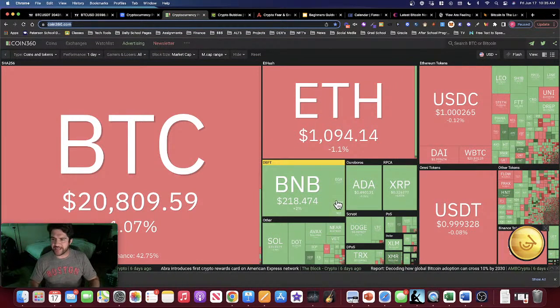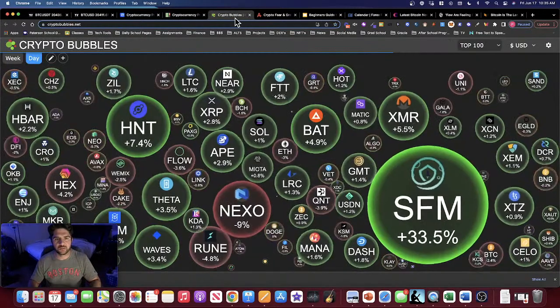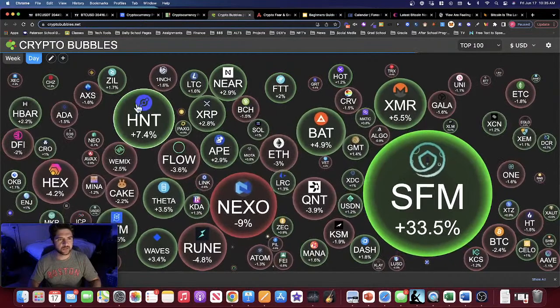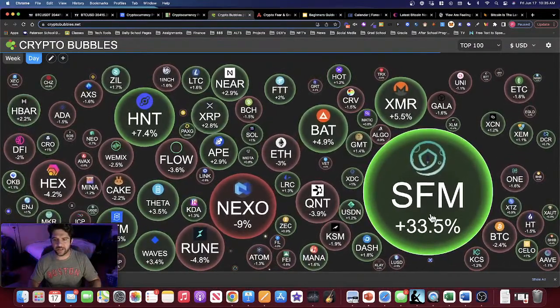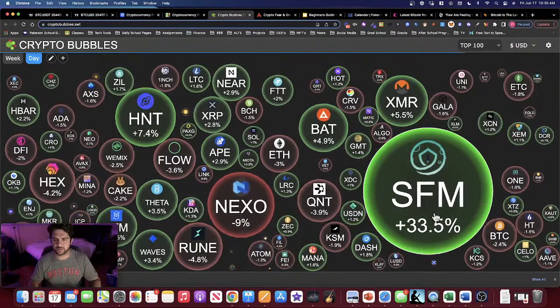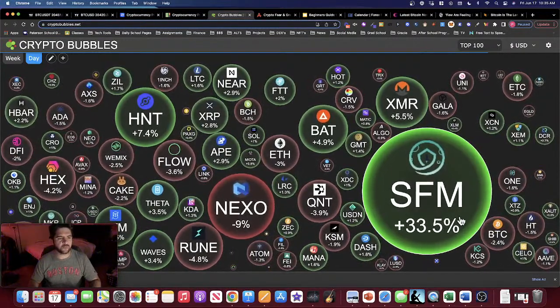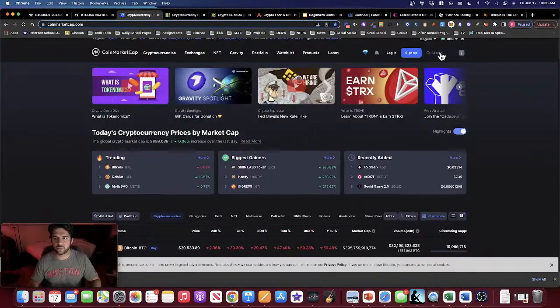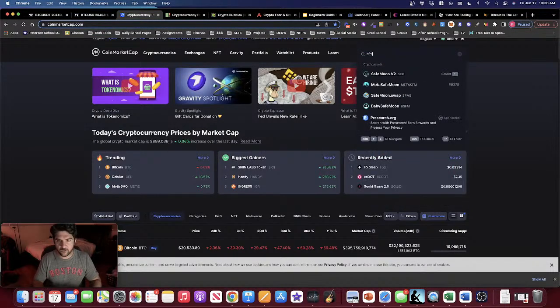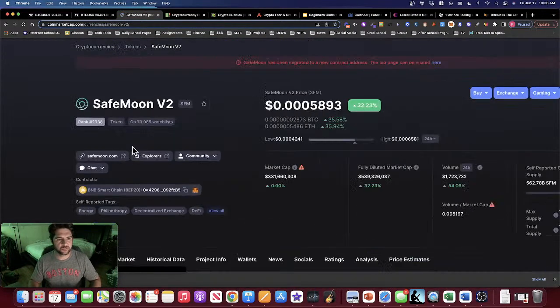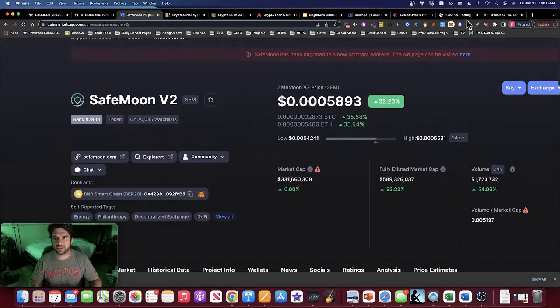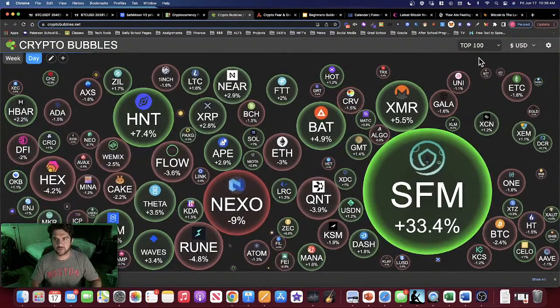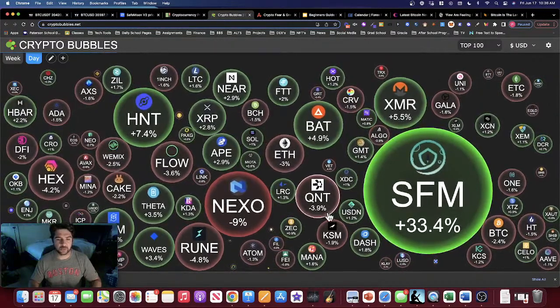What else is good? Altcoins are green today. This is very interesting. Why are altcoins green? That's wild. Got some big movers here. I don't know what SFM is. Is that SafeMoon? If SafeMoon is pumping, that's not a good sign. Is SFM SafeMoon? SafeMoon V2? But see, this is supposed to be the top 100. That's weird. I don't know what that's about.